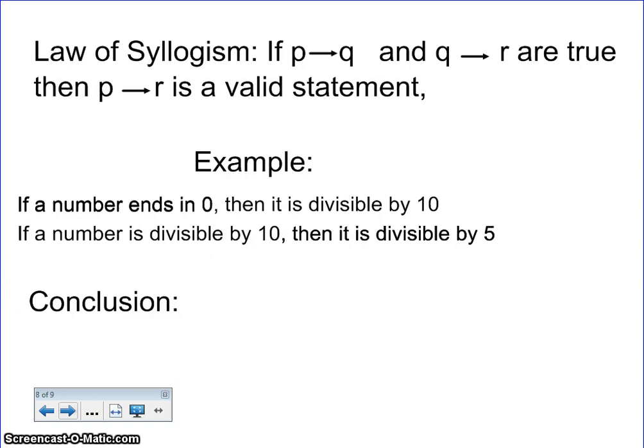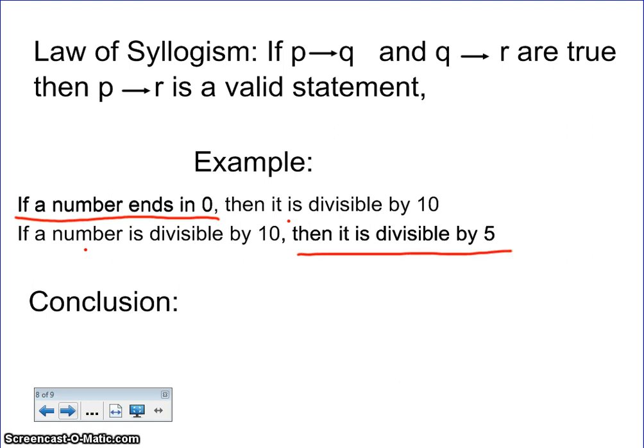The second law that you're supposed to know is the law of syllogism. And this is the one that connects two statements together. P then Q, Q then R, then P then R is a valid statement. It's probably easier to understand just by looking at an example. It says, if a number ends in 0, then it's divisible by 10. If a number is divisible by 10, then it's divisible by 5.